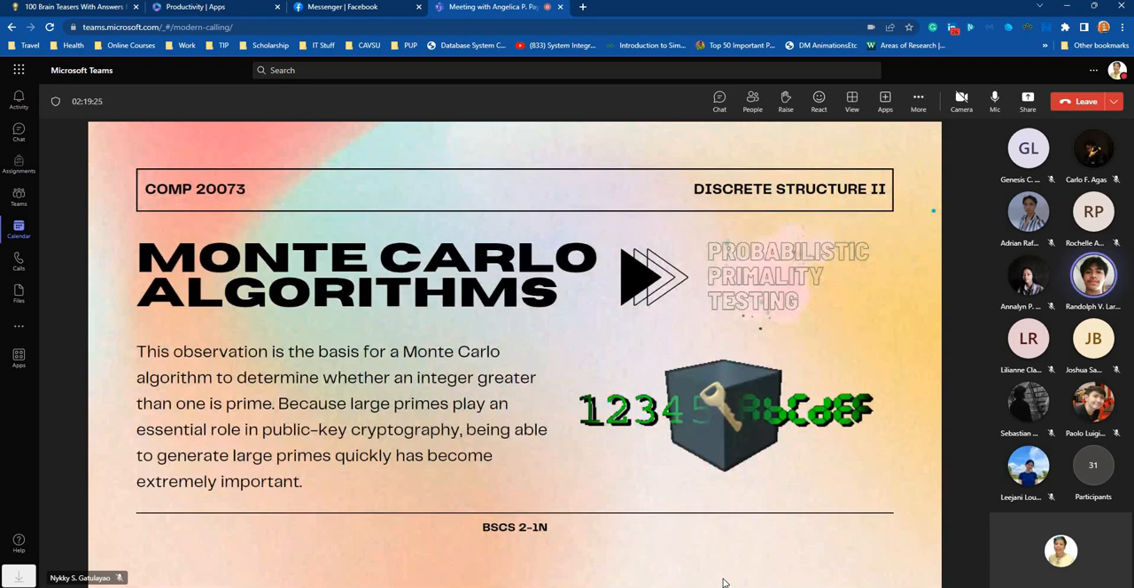So next naman is probabilistic primality testing. This observation is the basis for a Monte Carlo algorithm to determine whether an integer greater than 1 is prime, because large primes play an essential role in public key cryptography. Being able to generate large primes quickly has become extremely important. Next slide.